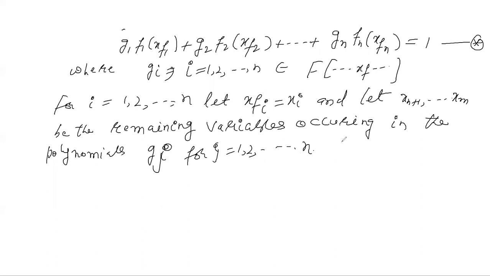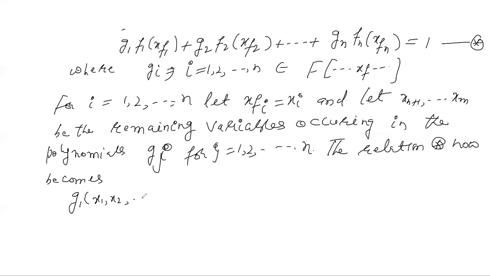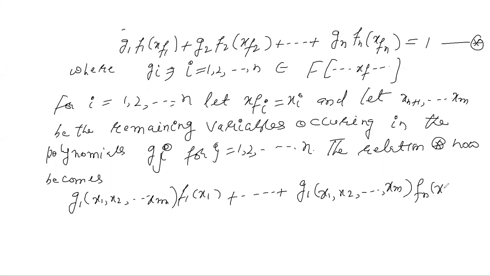So therefore the relation star, with our new notation, now becomes g1(x1, x2, ..., xm) f1(x1) plus so on plus gn(x1, x2, ..., xm) fn(xn) equal to 1. Say this equation is double star.